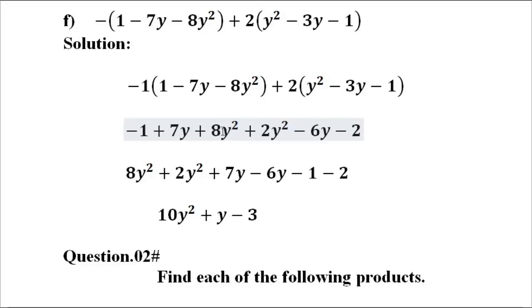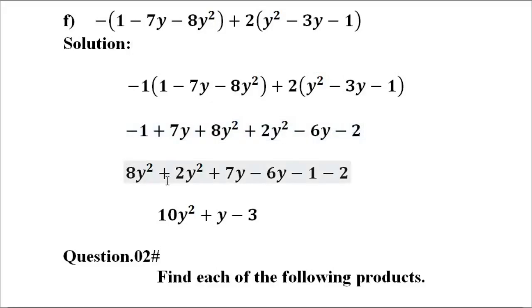So you have to make sure whenever you see a negative sign outside parentheses, you are distributing it like it is a negative 1. And if I distribute positive 2 to the positive y squared, and then to the negative 3y, and then to the negative 1, that gives us positive 2y squared, negative 6y, negative 2. So now let's go ahead and combine the like terms.